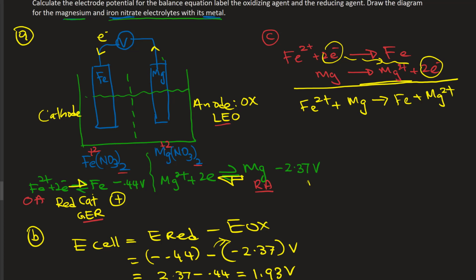Cell notation, direction of the electrons. Magnesium to magnesium 2 plus, and iron 2 plus takes the electron to iron.